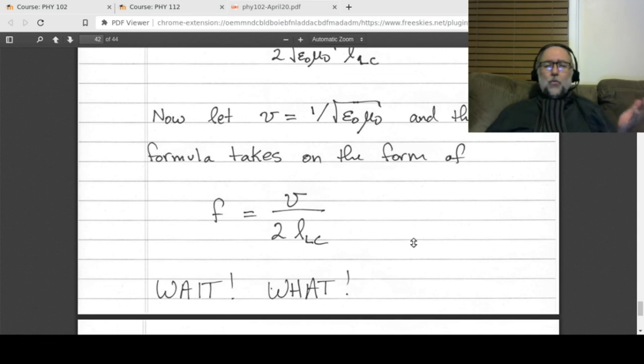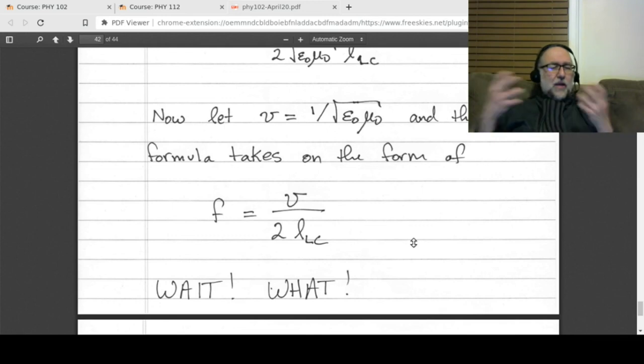And at this point, you're going, well, what? Where's the string in the LC circuit? How is this LC circuit at all like a string? Well, it is, because the string vibrates at a characteristic frequency, its fundamental frequency, and the LC circuit does as well.